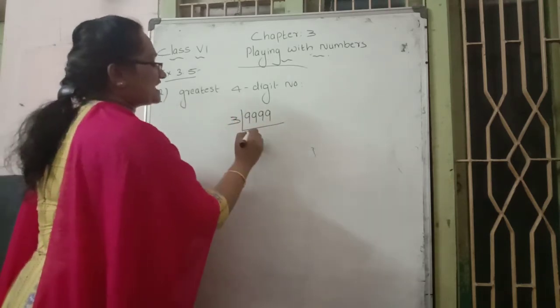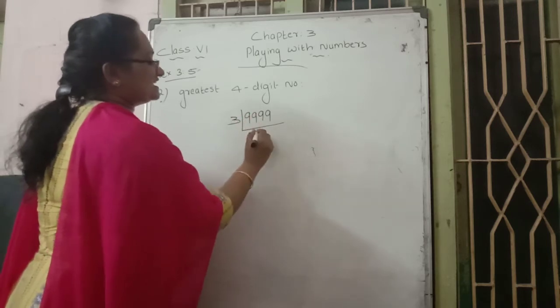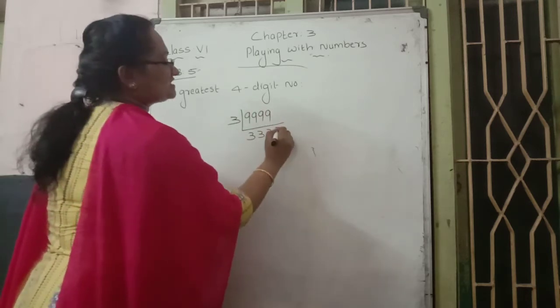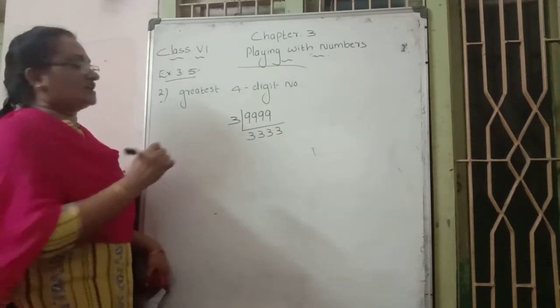Dividing by 3: 3 table 9, 3 times. Writing the quotient.